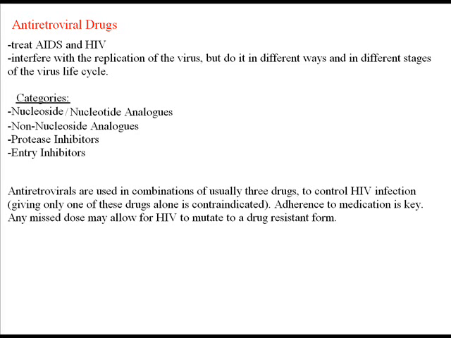Now we're going to move into the antiretroviral drug portion of this. Antiretrovirals are used to treat AIDS and HIV and are classified into categories of the nucleoside and nucleotide analogs, non-nucleoside analogs, protease inhibitors, and entry inhibitors. They all interfere with the replication of the virus, but do so in different ways and at different stages of the virus life cycle.